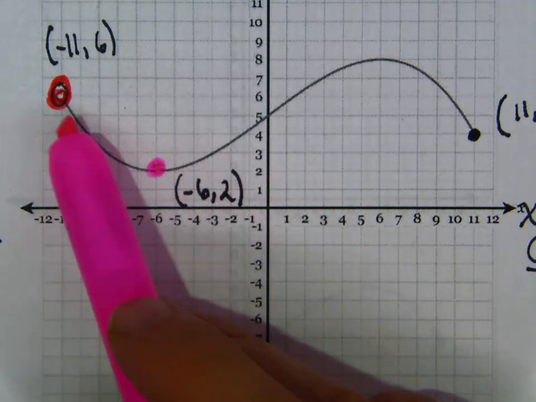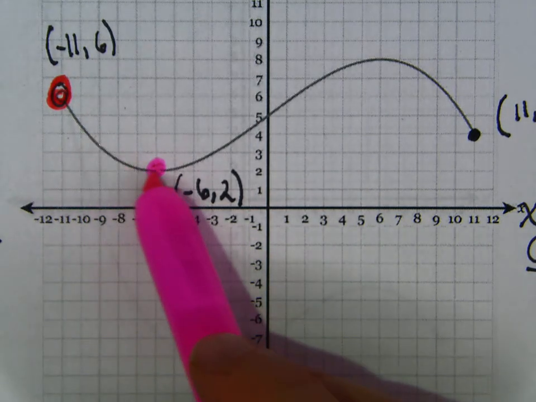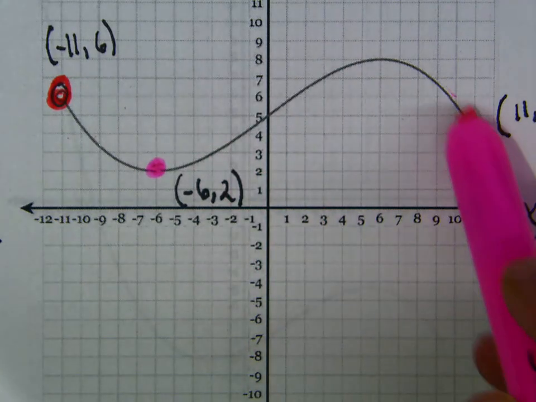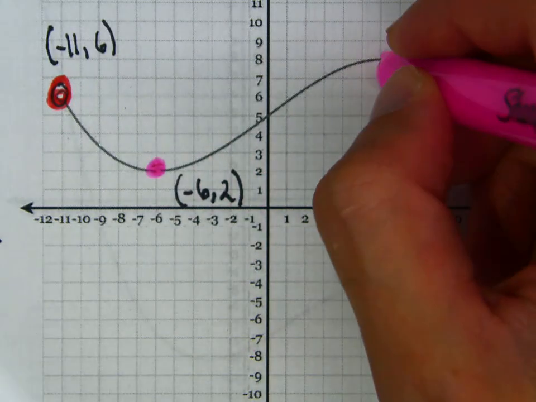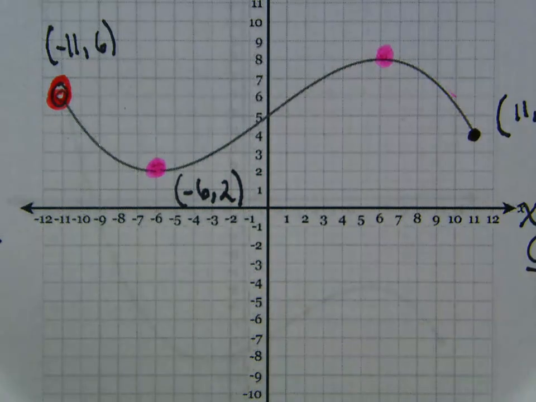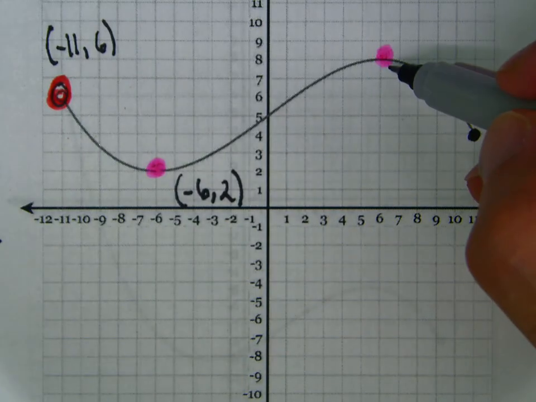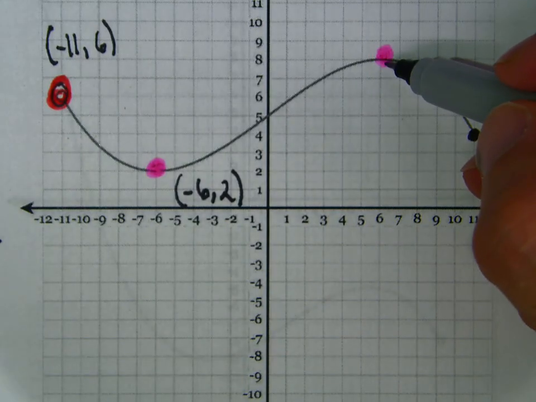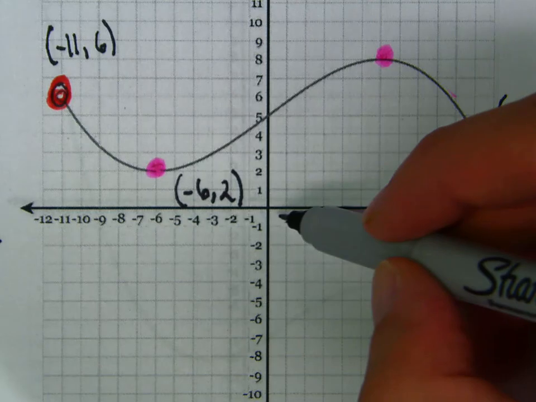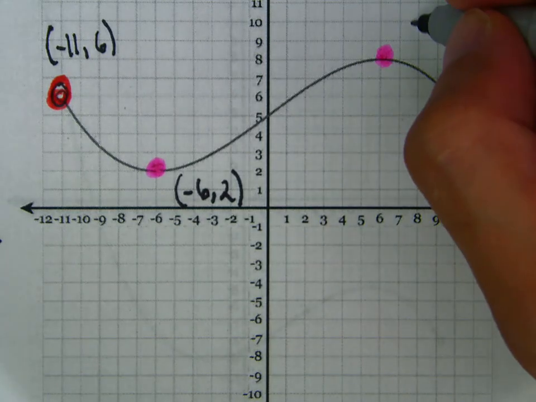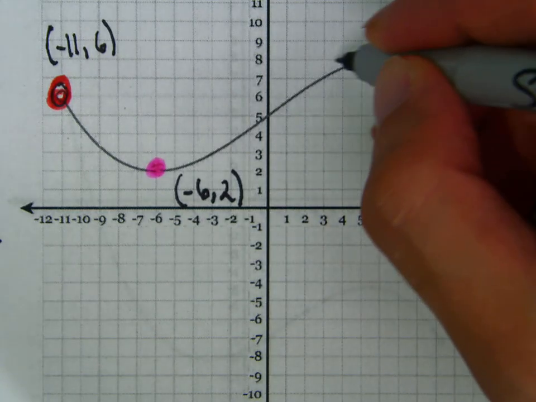Where is the highest point on my graph? Tell me when to stop. It is right here. This is the highest point on my graph, and be patient, you could pause the video. What's the coordinate of this point? Let's see. The x value is 6, and what's my y value? 8.